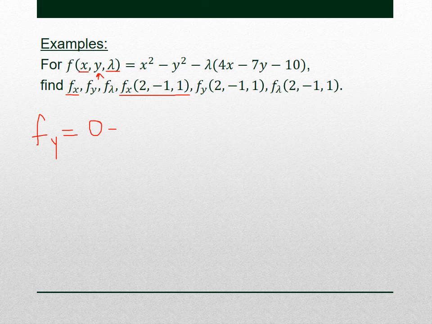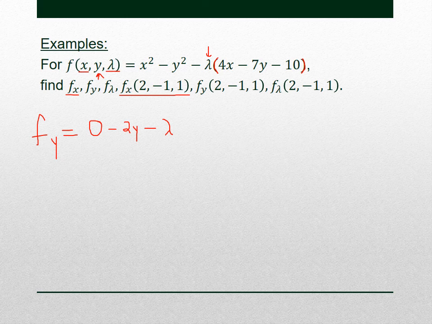All right, now we subtract. We've got a y squared. We're taking the partial derivative with respect to y, so that's our variable. So we take the derivative like normal here with respect to y, and that gives us a 2y. All right, now we have minus.